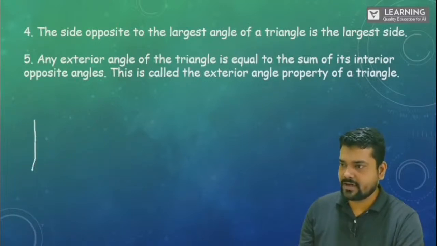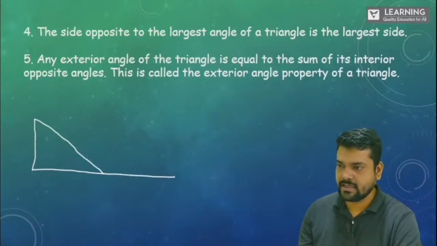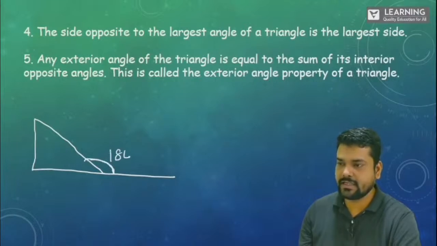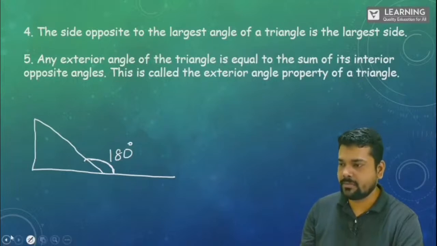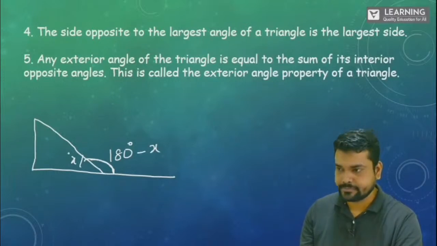Suppose I have a triangle like this, and that is the exterior angle. So it will be equal to 180 degrees, isn't it? No, it will not be equal to 180 degrees. If I take this to be x, that will be 180 degrees minus x.